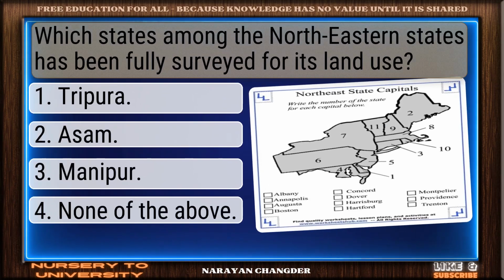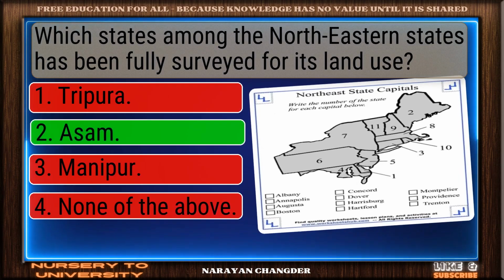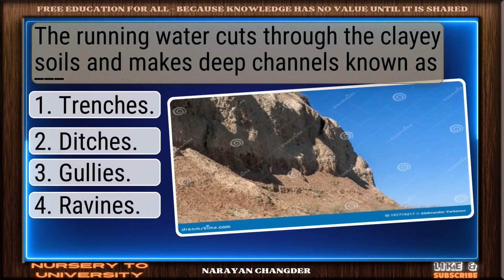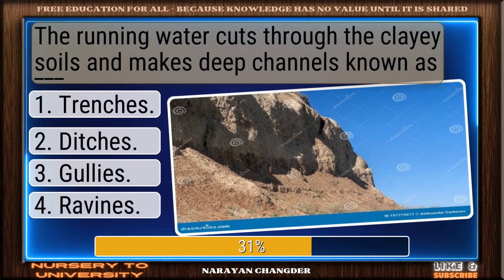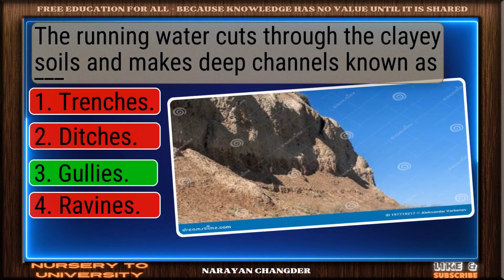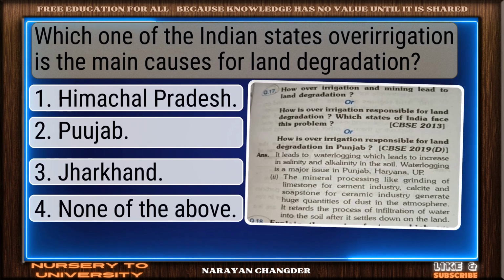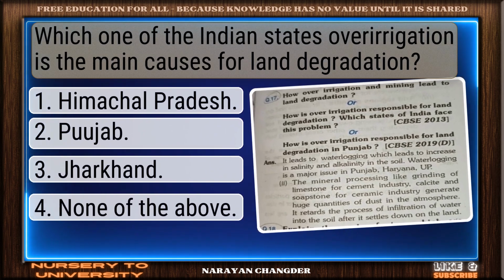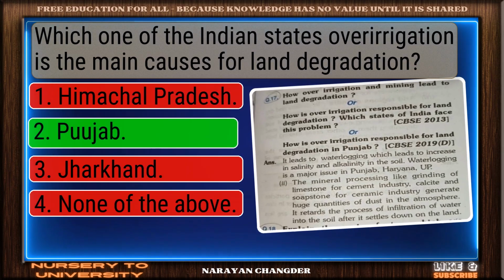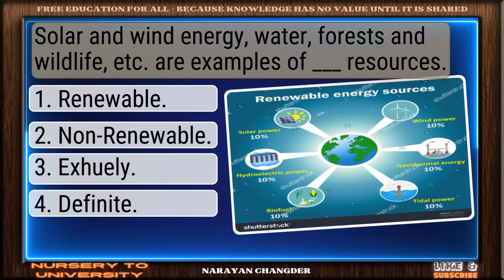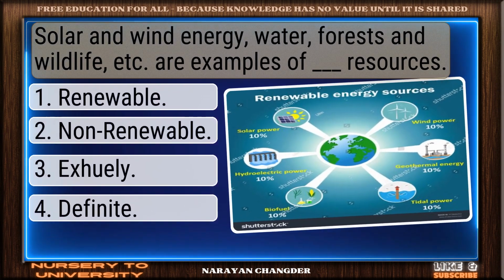Which state among the northeastern states has been fully surveyed for its land use? Right again. Assam is valid. The running water cuts through the clayey soils and makes deep channels known as dash. Nicely done. Gullies is solid. In which one of the Indian states is over-irrigation the main cause for land degradation? Great job. Punjab is accurate. Solar and wind energy, water, forests and wildlife, etc. are examples of dash resources.